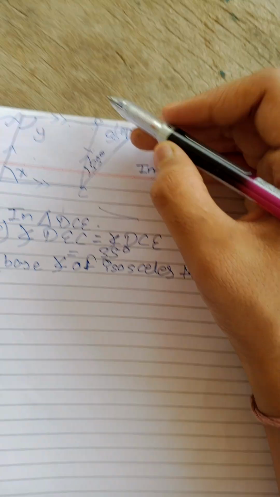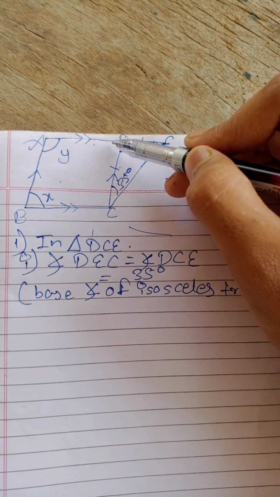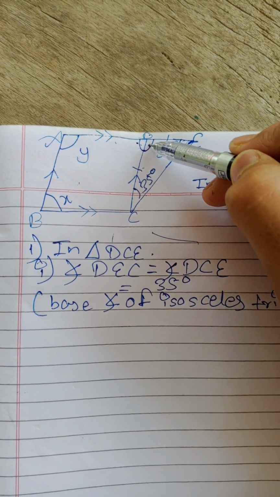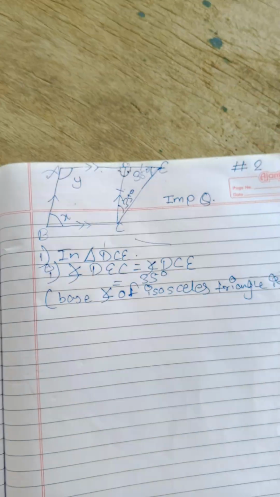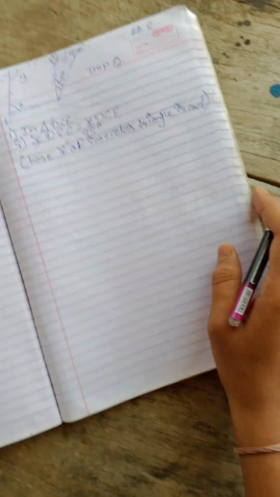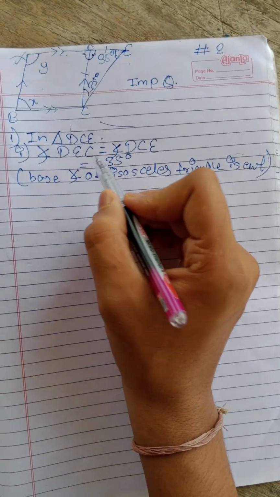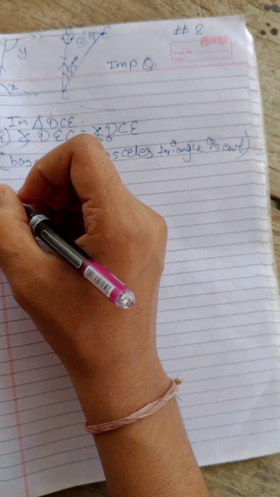Now we have to find this. Why? If we find this, then we can do the linear pair from this. First we will find this, then we will do the straight angle or linear pair. Sorry guys, my words are not adjusting. So yes, this is 35 degrees.